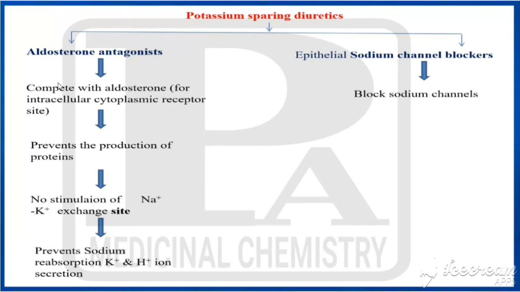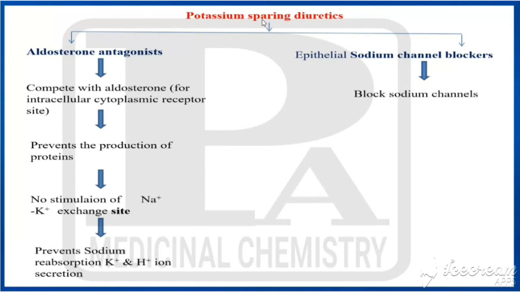Aldosterone antagonists compete with aldosterone for the intracellular cytoplasmic receptor site and prevent the production of proteins, and there would be no stimulation of the sodium ion and potassium ion exchange site. So this prevents sodium reabsorption and K plus and H plus ion secretion. Sodium channel blockers block the sodium channels.